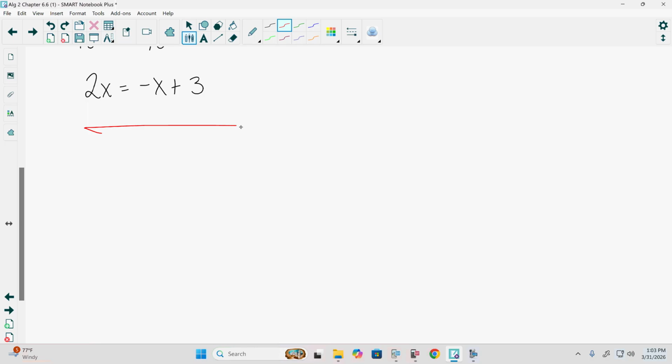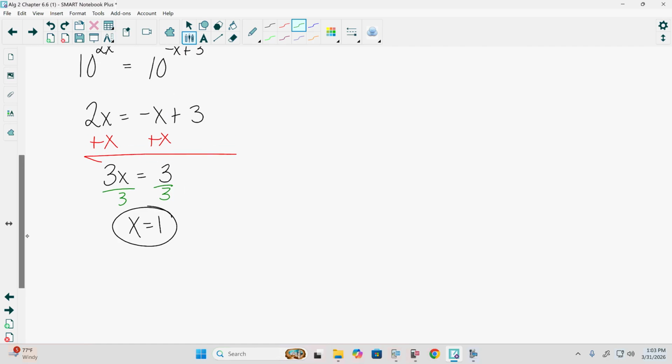What can we do first? We can add the x to both sides. 2x plus x is 3x, and it is equal to 3. Then we can divide both sides by 3, telling us x is equal to 1.